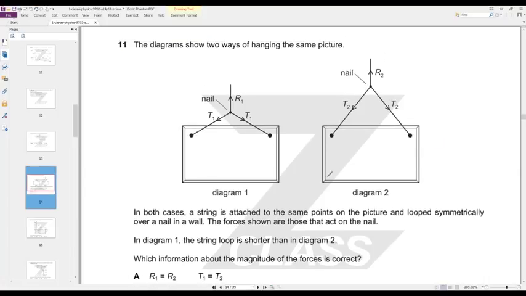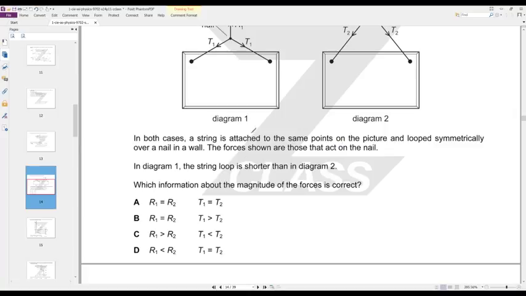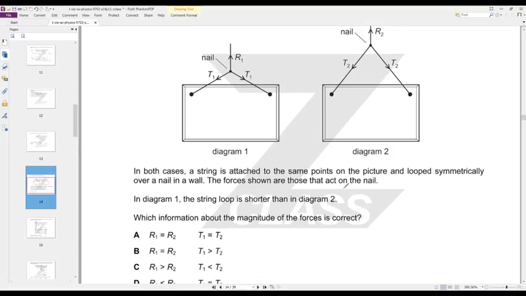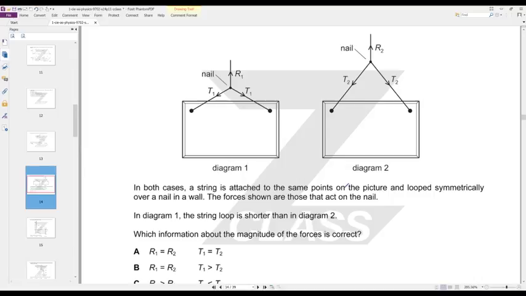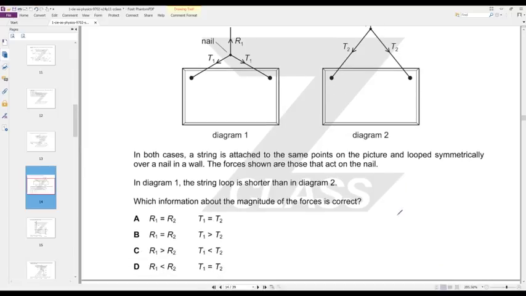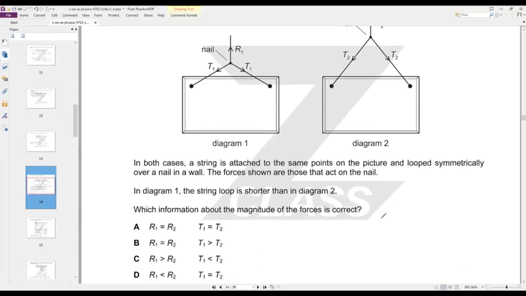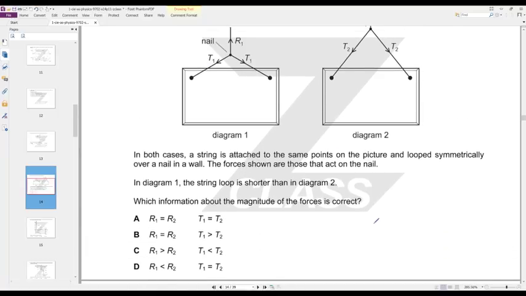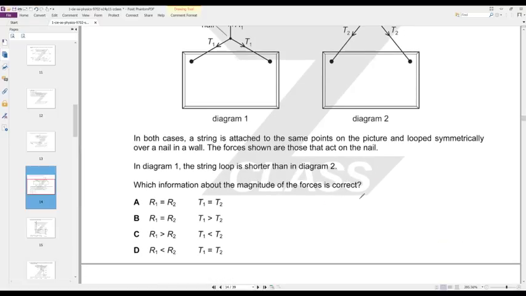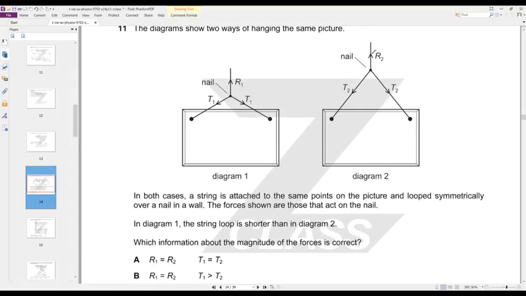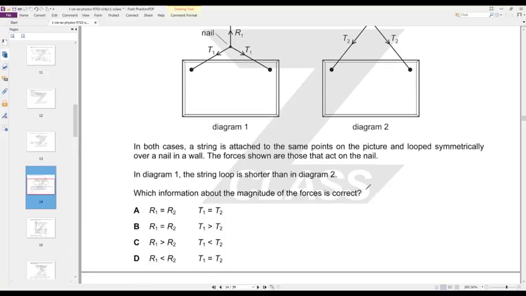So we have some force diagrams. A string is attached to the same point on the picture. We have a shorter string in diagram 1. What can we say about the magnitude of the forces? For a start we can eliminate C and D. R1 equals R2, because ultimately we are holding up the same picture.